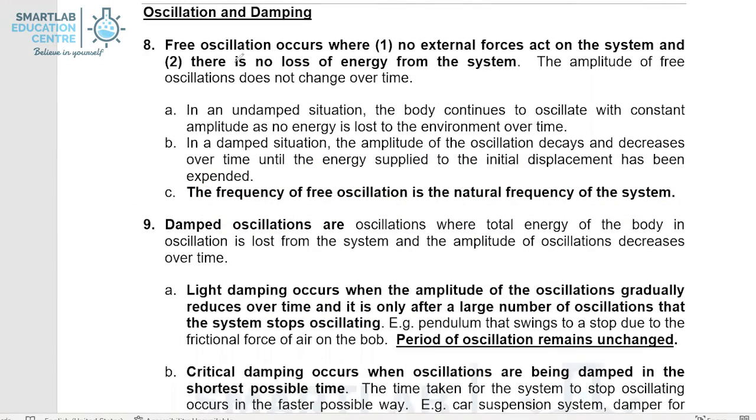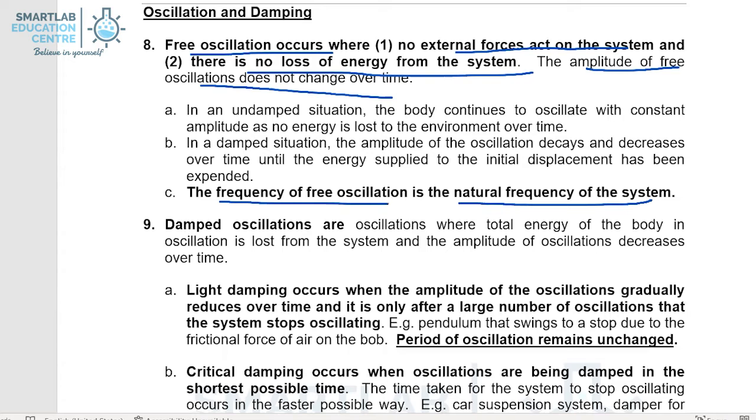Oscillation and damping. Free oscillation occurs when no external forces act on the system and there's no loss of energy from the system. So the amplitude of free oscillation does not change over time, which means the amplitude is maintained. It's also important to note that the frequency of free oscillation is the natural frequency of the system.